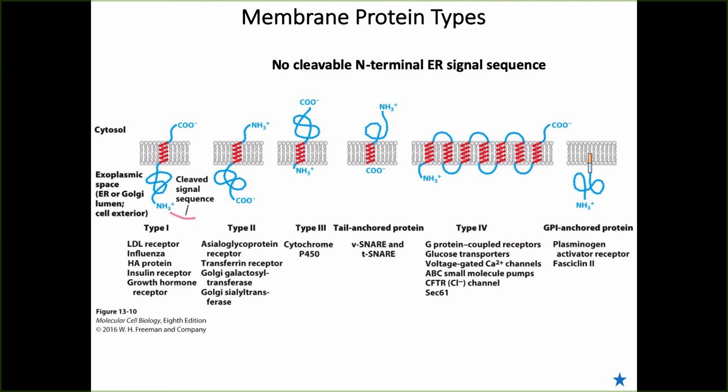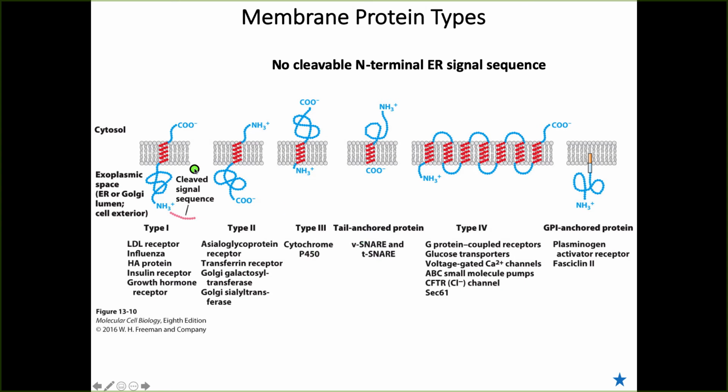So we have many different types of protein, depending upon their topology. So let's first take a look at type 1. Type 1 is very similar to the secretory protein. It does have the signal sequence at its N-terminal end. And once that is recognized by the SRP, it will bring that protein to the translocon. It is moving through the translocon.